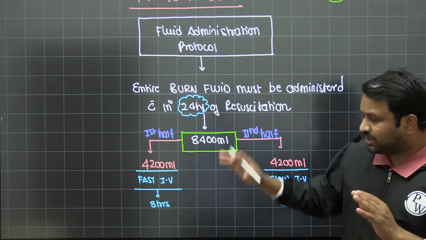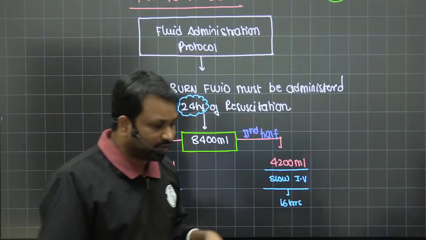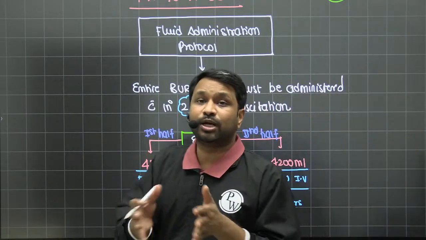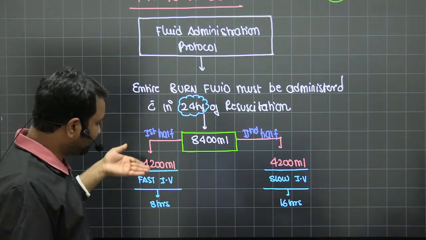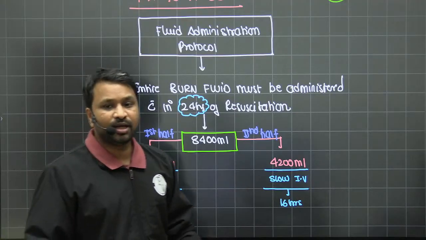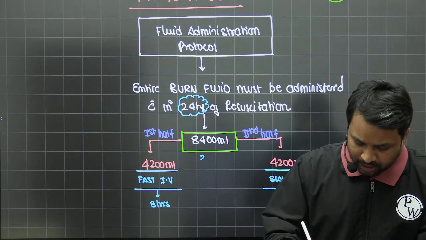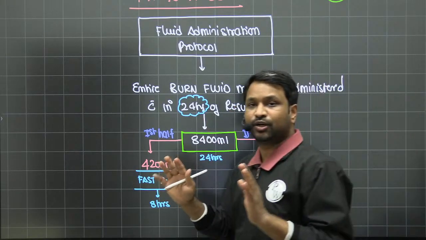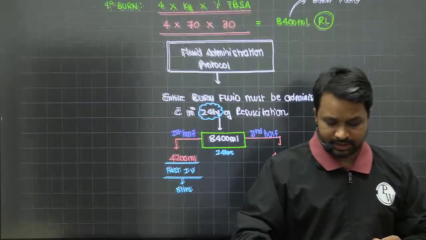Right? So this is the resuscitation protocol, that whatever fluid that you have calculated, that should be given in the first 24 hours of resuscitation. So whatever total fluid that you have calculated, we split them into two equal halves. The first half will be given as fast IV, administered within 8 hours. The second half will be given as slow IV, and that should be administered in the subsequent 16 hours. So you can see within 24 hours of resuscitation, I am able to complete the entire fluid resuscitation protocol.